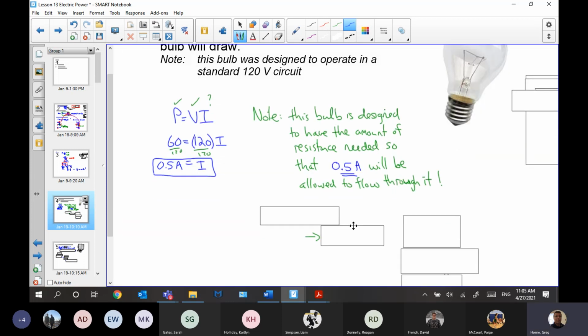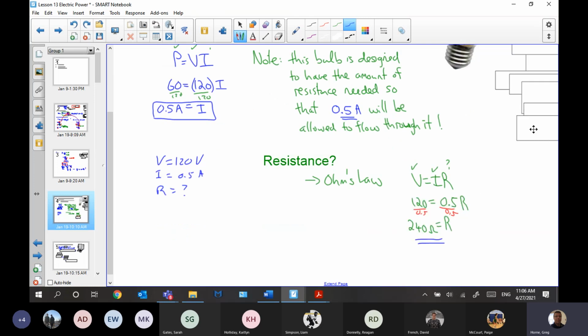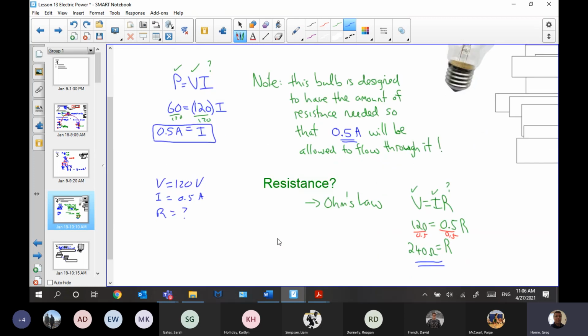Think of what we know here as given information. We've got voltage. Go ahead. I said use Ohm's law. You got it. Piece of cake, right? So you want to know the resistance? Use Ohm's law. Good. There we go. All right. So if we're looking for the resistance, we can use Ohm's law. And so V equals IR, plug in the voltage and the current, and you can see that a 60 watt bulb has 240 ohms of resistance.